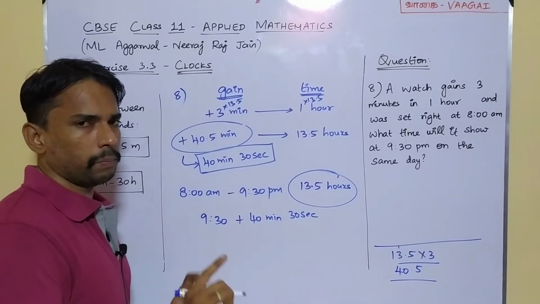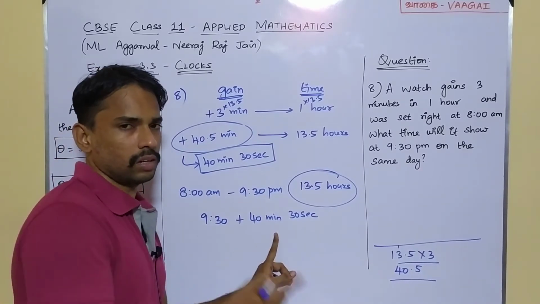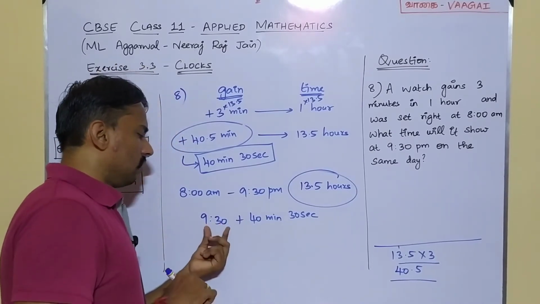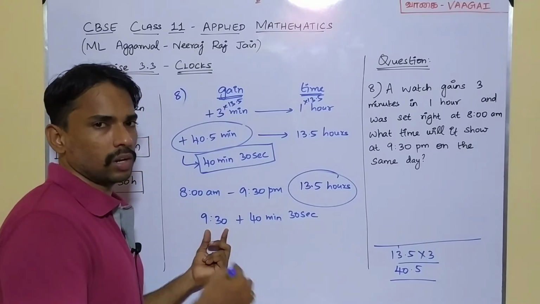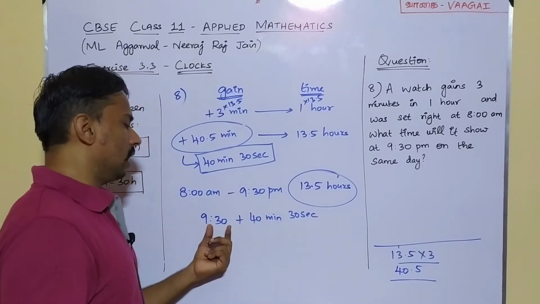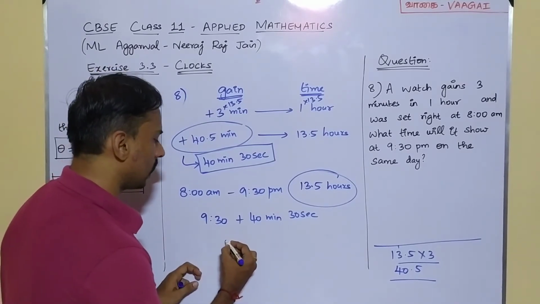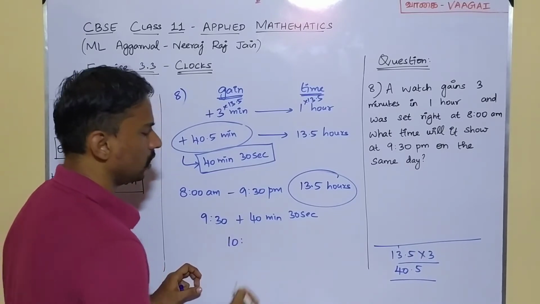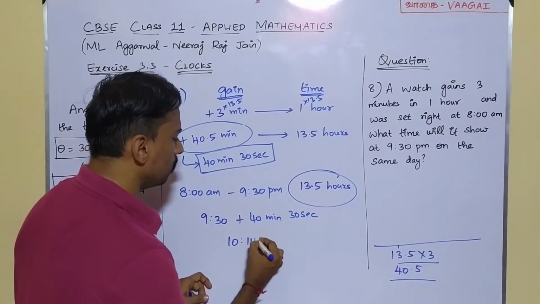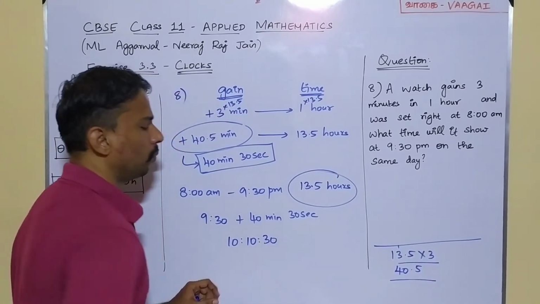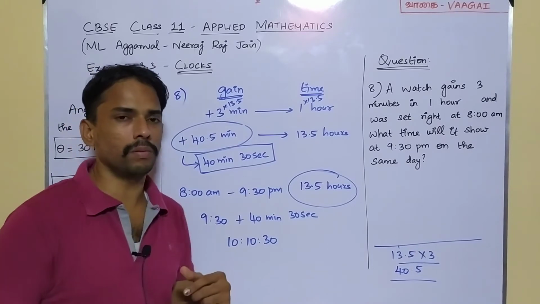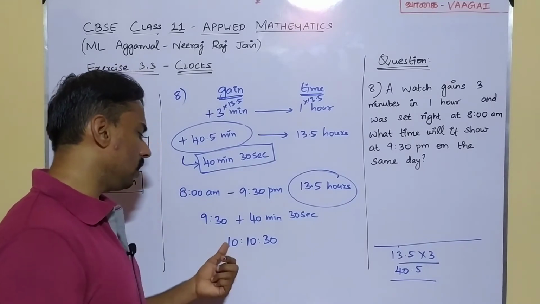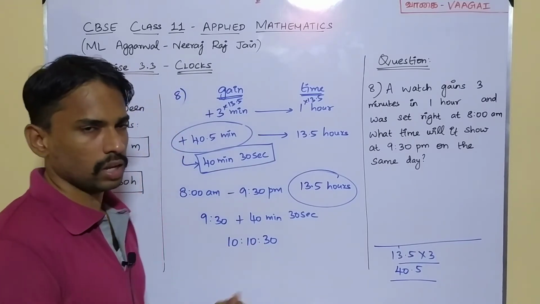So just imagine, we'll do it part by part. 40 minutes after 9:30 will be exactly 10:10, is it or not? Why? Because after 9:30, 30 minutes will be exactly 10 o'clock, and 10 more minutes will be 10:10. Then 30 more seconds. So the exact time will be 10 hours, that is 10 o'clock, 10 minutes and 30 seconds. I hope it is clear to you. So after 9:30 p.m. you have to add 40 minutes 30 seconds, and you will be getting 10 hours, 10 minutes and 30 seconds.